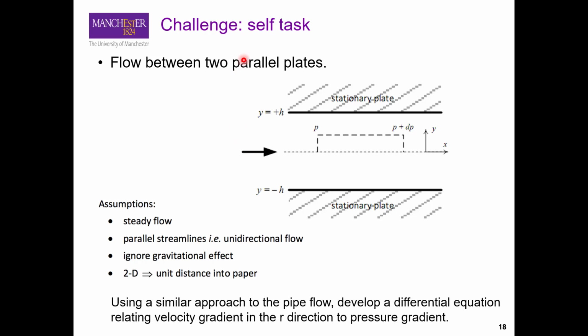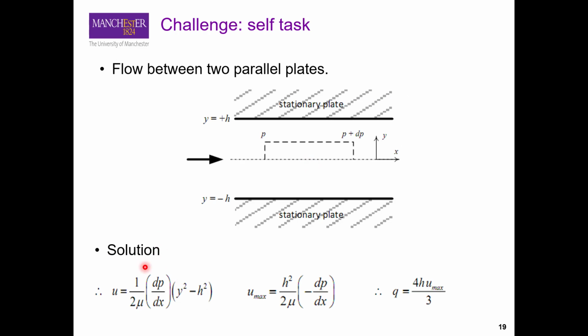This is now a self task for you: try to develop the velocity profile of flow between two parallel plates, and all the conditions and details are given here on this slide. You have a steady state flow, a laminar flow, and you can ignore the gravity effect. Try to do the same analysis as we did for the flow in a pipe geometry, and see if you can get to these solutions following the same method that we used for the pipe flow.